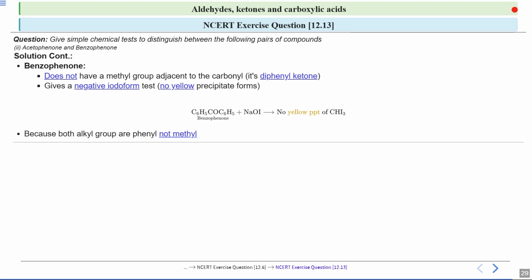To summarize, the reason benzophenone fails the iodoform test is because both the groups attached to the carbonyl are phenyl rings and not methyl groups. This is the structural feature that differentiates it from acetophenone.